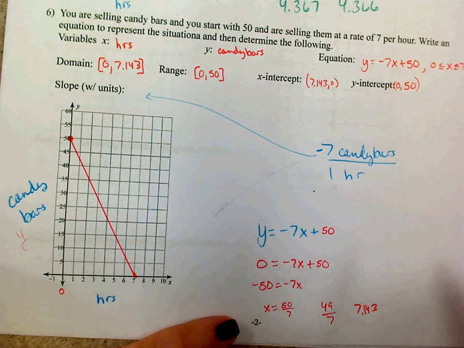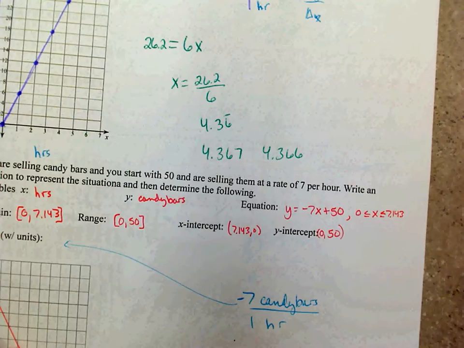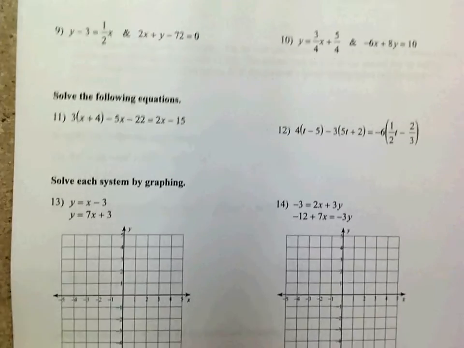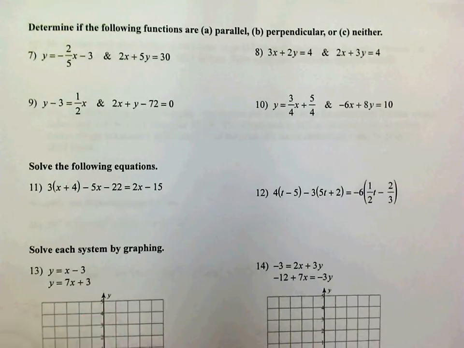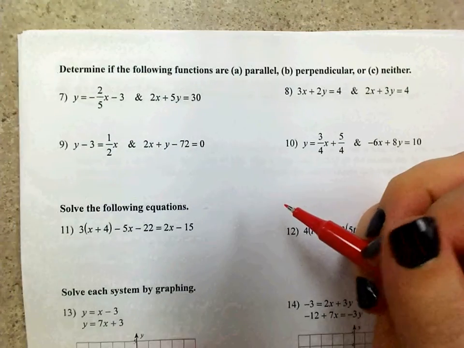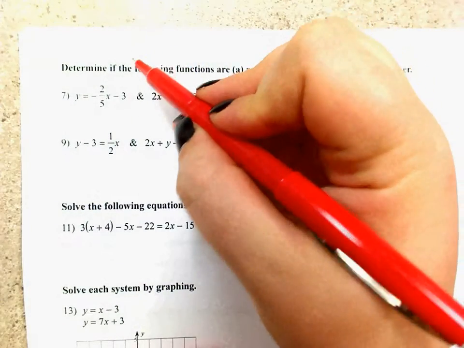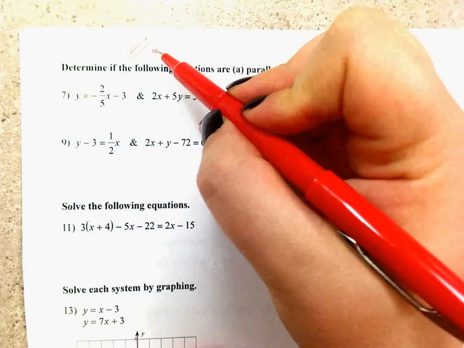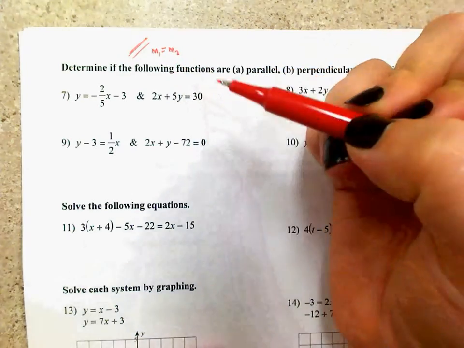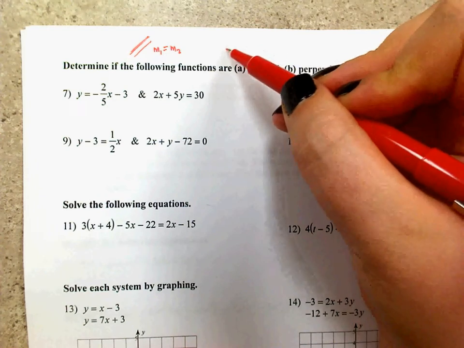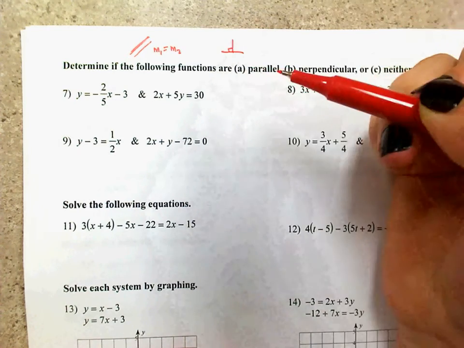Determine if the following functions are parallel, perpendicular, or neither. So first we need a little review on parallel, perpendicular, or neither. When two functions are parallel, they travel at the same slope. So that means m1 equals m2, the two slopes. If the functions are perpendicular, then they meet at a right angle. And the only way that is true is if the slope of one is the negative reciprocal of the other.